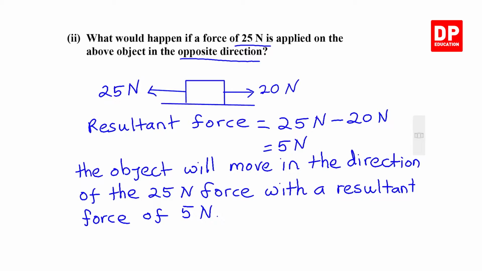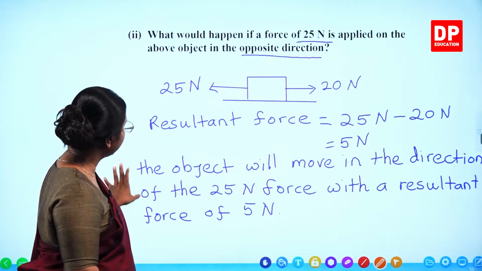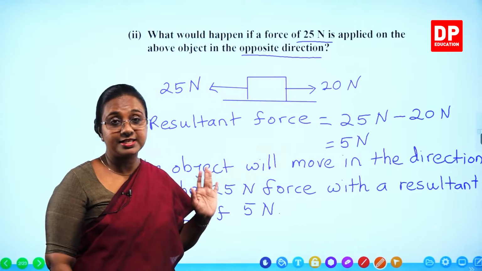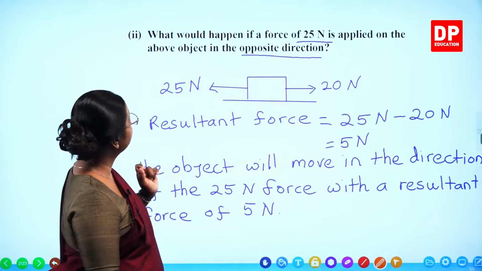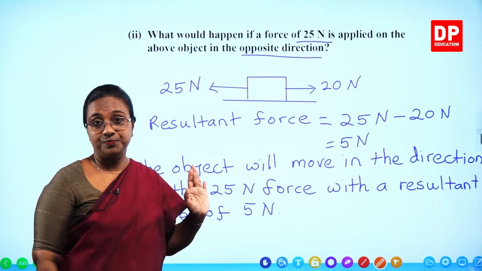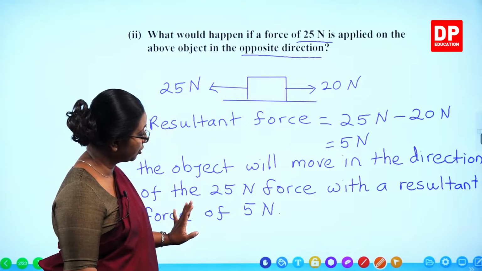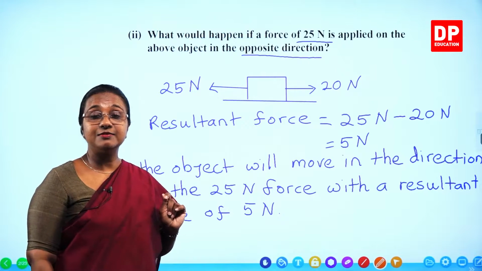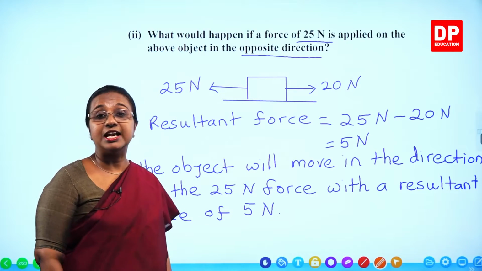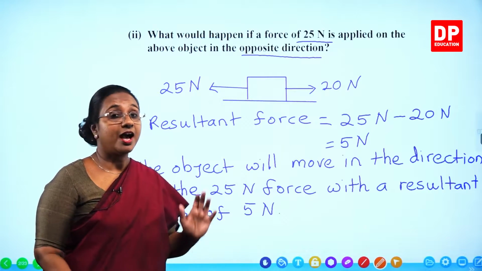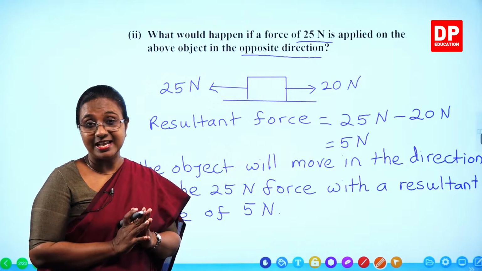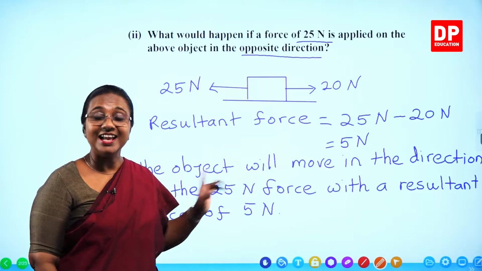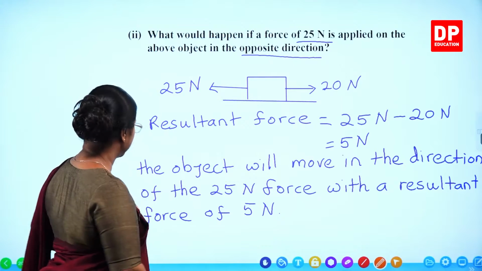So that part is optional, students. You all can only write the object will move in the direction of the 25 Newton force. That itself is enough, because here they have asked what would happen. So that's what they want you to do. But here, in addition to that, we have calculated the resultant force and I have included that also in the answer. I'm sure you all can understand that. And I'm sure you have already written the correct answer. With that, I will move on to the next question.